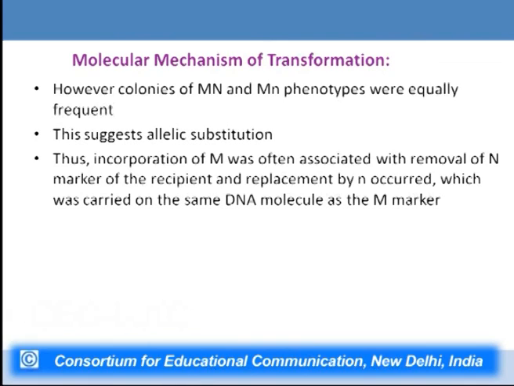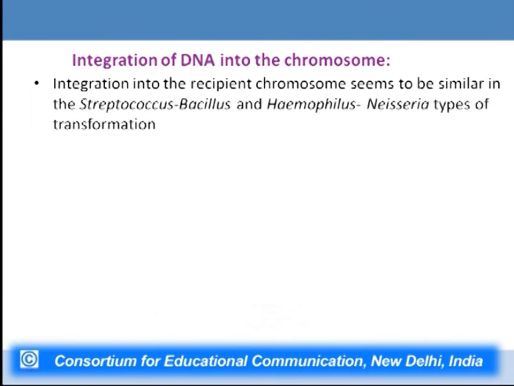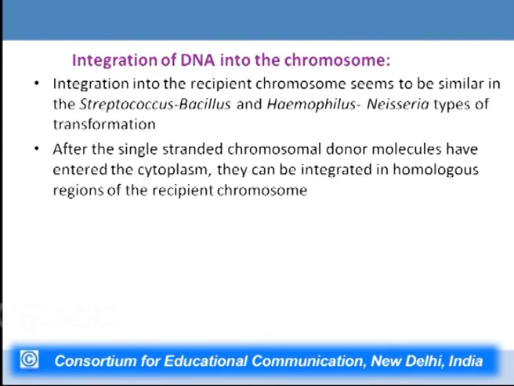So, in this particular case, there is incorporation of M. It is often associated with removal of the N marker of the recipient and replacement by small n, which was carried on the same transforming DNA molecule as the M marker. Integration into the recipient chromosome seems to be similar in Streptococcus and Haemophilus types of transformation.